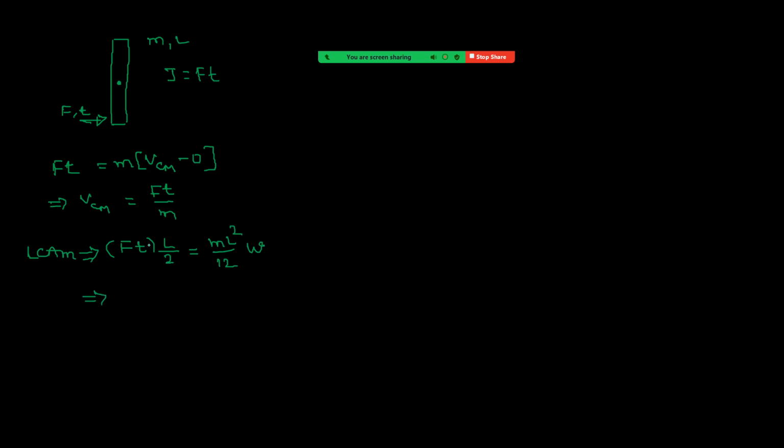Then see what is the omega value. L gets cancelled, here 6 times. That means we are going to get omega equal to 6Ft upon ml. Okay. Right. Now see what we have to calculate next.